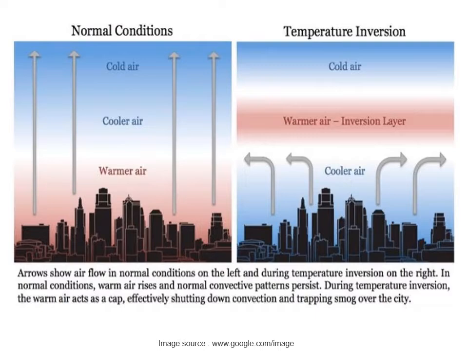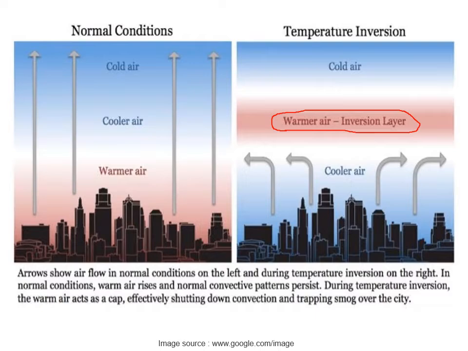Now this warm air basically acts as a trap, and it basically shuts down all the convection to the upper layers of the atmosphere. And basically these are mainly restricted within the troposphere, and this warmer layer traps all the circulation, all the dust particles, all the smog in these lower layers. That means they are restricted close to the surface.